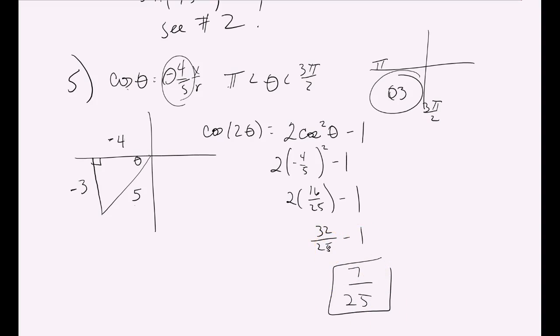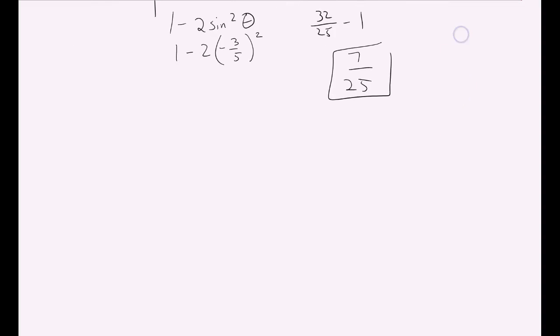Now, if you chose something else, that's fine, guys. The math will work out to be the same thing. So if you chose the one that was in the last video, because I'm guessing you might have since that's how I did the example, you would have just been doing 1 minus 2 times sine would be negative 3/5 squared. And that would be 1 minus 18/25, still 7/25. Okay? All right, let's move on.